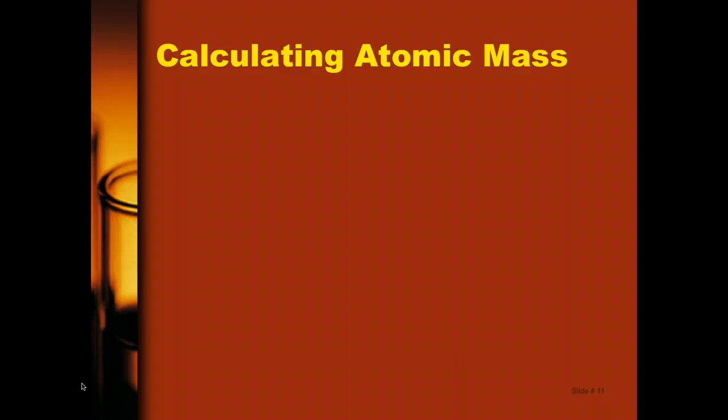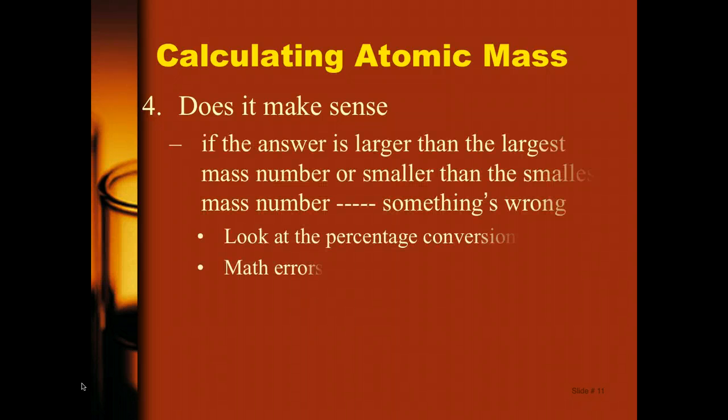Okay. Calculating atomic mass. Does it make sense? Step 4, look at it. Does it make sense, your answer? If the answer is larger than your largest mass number or smaller than your smallest mass number, something's wrong. Look at your answer. It should be close to whatever your highest percent abundance is. If you made a mistake, look, did you convert your percentages to decimals correctly? And are there any other math or calculator errors?